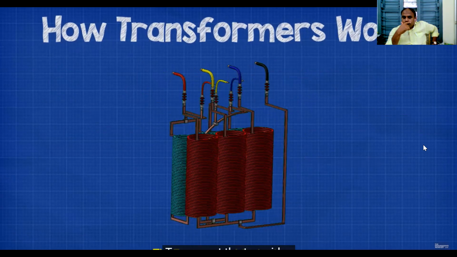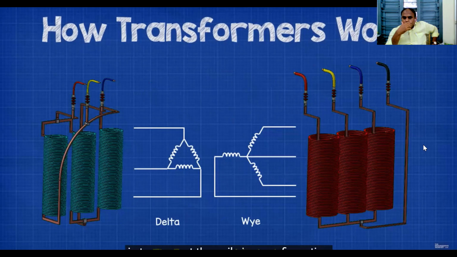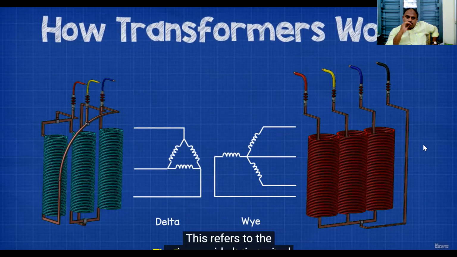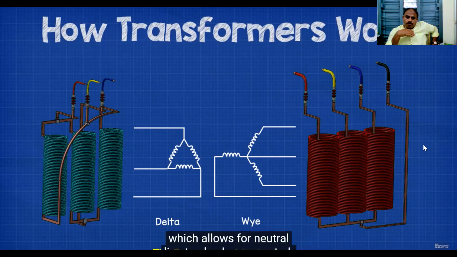To connect the two sides, there are many different configurations, but one of the most commonly used is to connect the coils in a configuration known as delta Y, sometimes referred to as delta star. This refers to the primary side being wired in a delta configuration and the secondary side being wired in a Y configuration. The center point of the Y side, where all three connectors meet, is often grounded, which allows for a neutral line to also be connected.